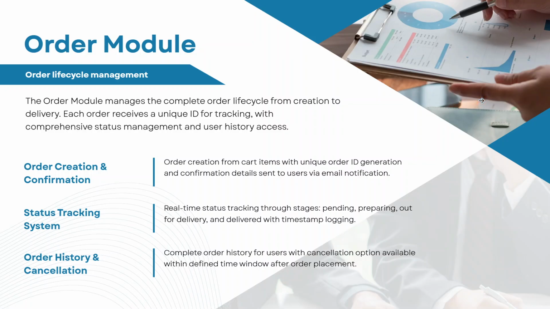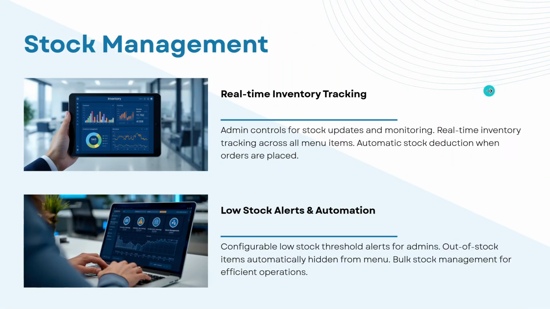The order goes through different stages like pending, preparing, and delivered, which helps in tracking progress. Coming to stock management, it is an important feature to maintain inventory accuracy. Each food item has a defined stock value, which represents its availability. When an order is placed, the system automatically reduces the stock based on the quantity ordered.